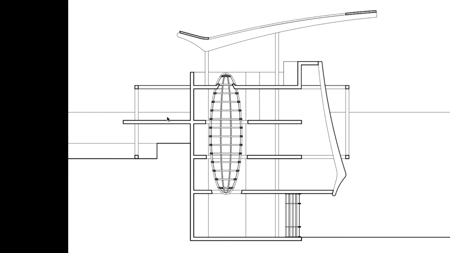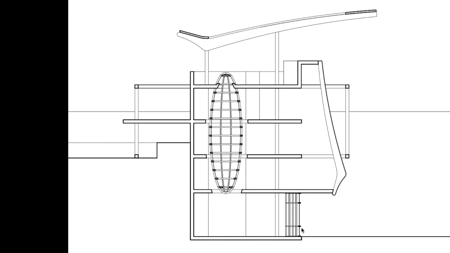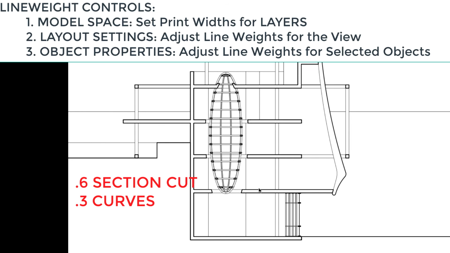I like them very well for the primary elements of the section. These are okay. They're a little heavy for the mullions. Here they're still too heavy, but it's pretty close. And this is a 0.6 heavy line and a 0.3 light line.